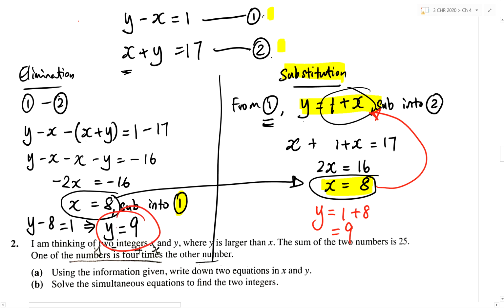Alright? So this portion at the bottom, whether it is elimination or substitution, is just the technical part of how to solve simultaneous equation. Only two methods, you must know both of them, so that you can be flexible. Sometimes one will be easier than the other. Now let us move on. Question 2.